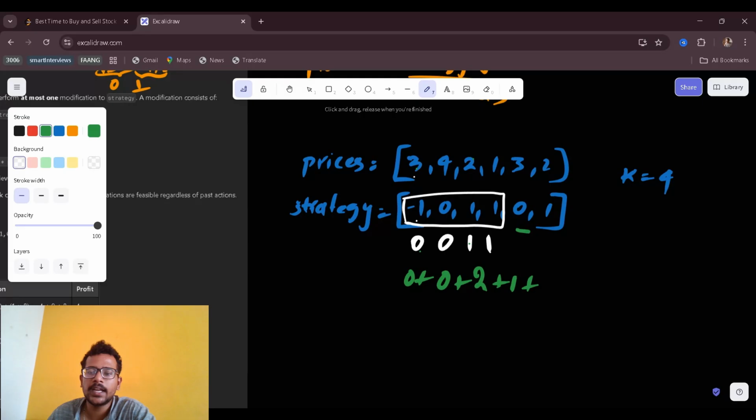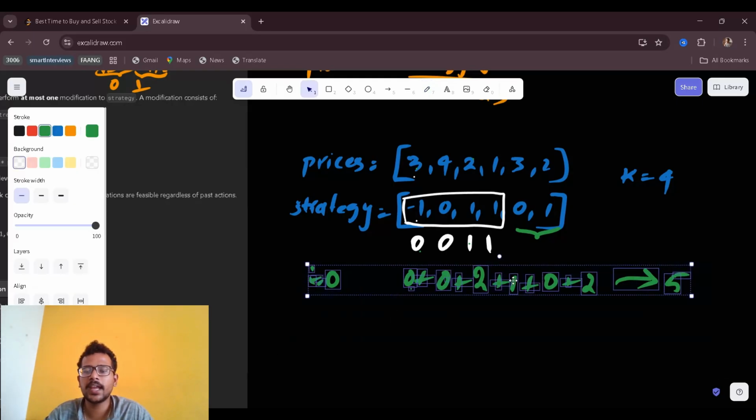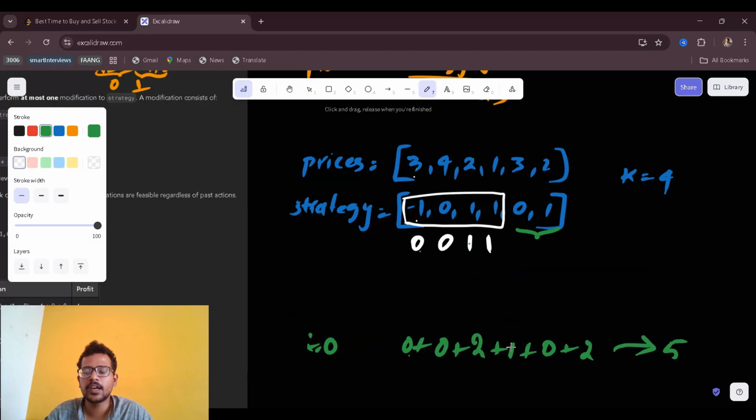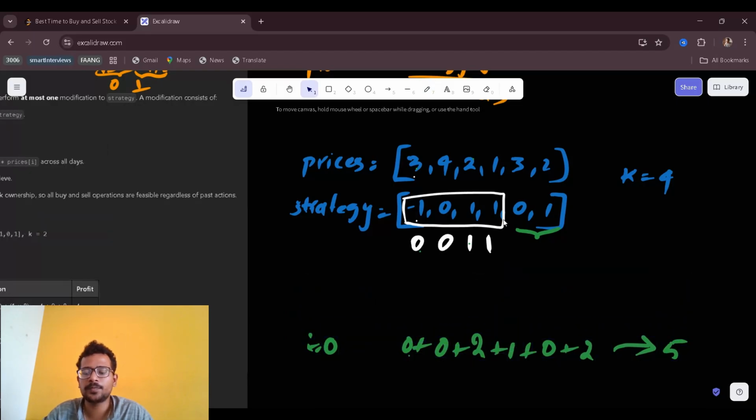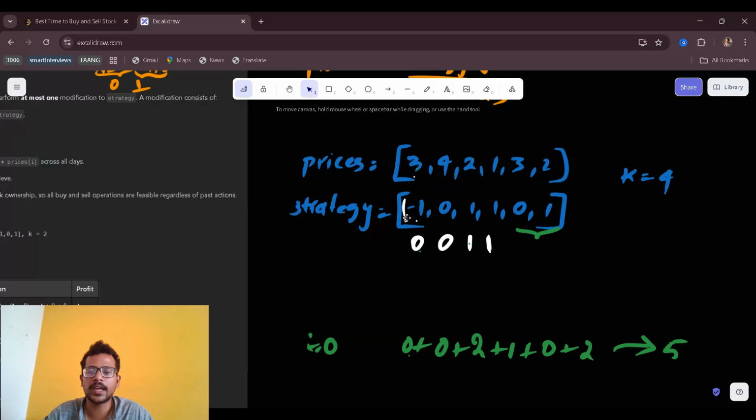Now after that I need to calculate this: 3 into 0, 0, plus 2 into 1, 2. So the profit for i equal to 0 will be 0 plus 0 plus 2, 2, plus 1, 3, plus 2, 5. So the profit will be 5 here. For i equal to 0, if I select k elements, I get a profit of 5. Now what I'll do is just change the window. Let us go for the next, i equal to 1.